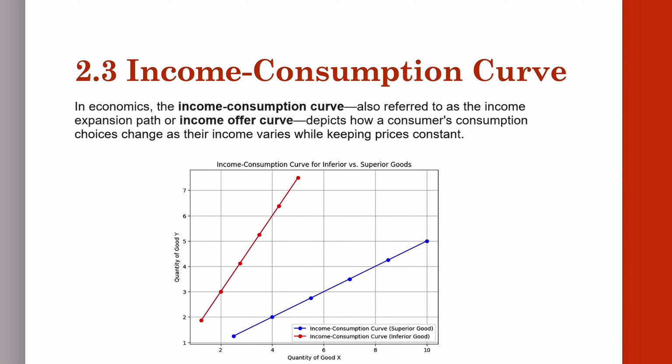If both goods are normal goods, you will demand more of both as income increases, and the ICC will slope upward. However, if one good is inferior, something you consume less of as your income rises, the curve bends, showing the decrease in demand for the good. For example, bus rides might decrease as you start using cabs.